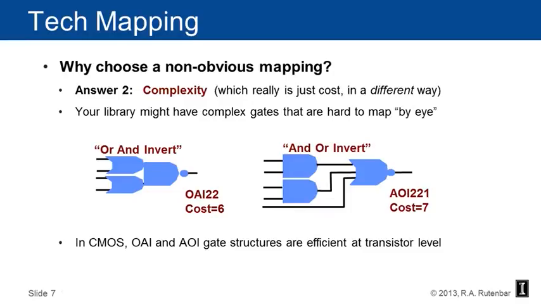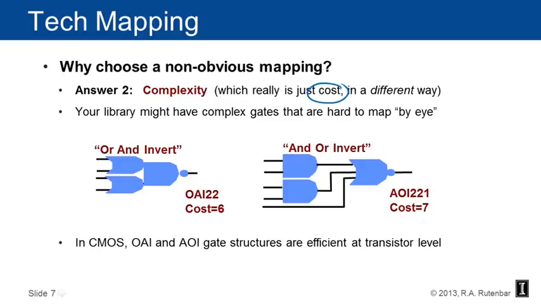So the other way of saying why you choose a non-obvious mapping, sort of the second answer, is that the non-obvious mapping has better complexity. And really this is just sort of cost in a different way. So for example, your library might have a bunch of complicated gates, so-called complex gates, that are really hard to map to by eye. It's pretty easy to figure out where you can put a 2-input AND gate or a 2-input OR gate or a 1-input inverter.